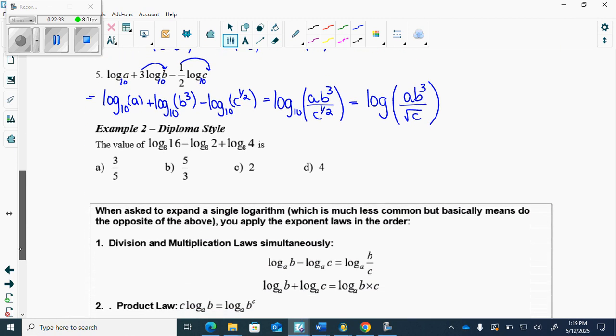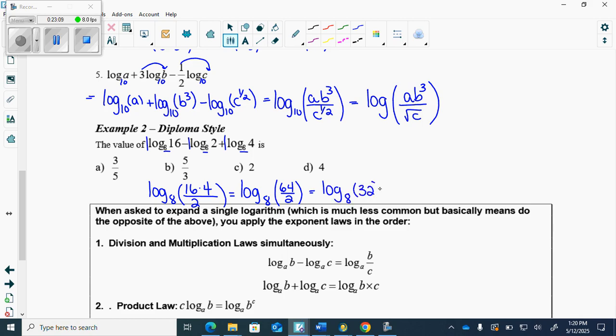This one, we get base 8, base 8, base 8, plus 1, minus 1, plus 1. So I can put them together. So I get log base 8. 16 goes in my numerator. 2 goes in my denominator because there's a minus 1 in front. And 4 goes in my numerator. So now I'm going to get log base 8 of 64 over 2. Bless you. Which is 32. And what's that?